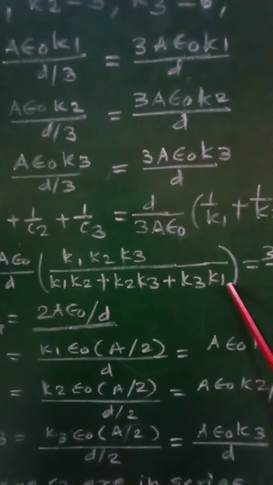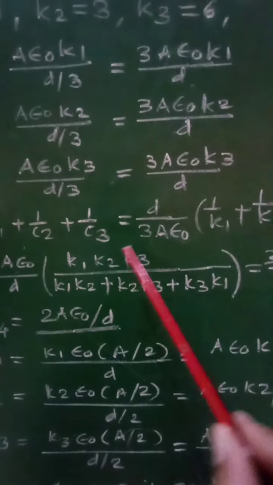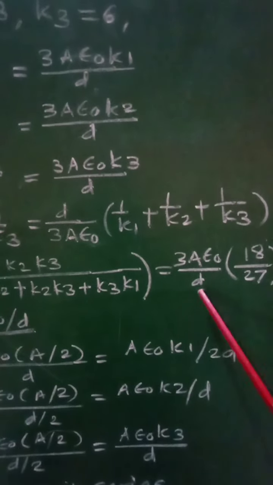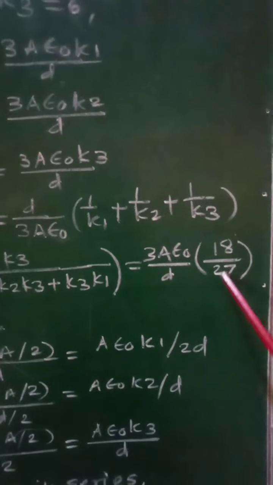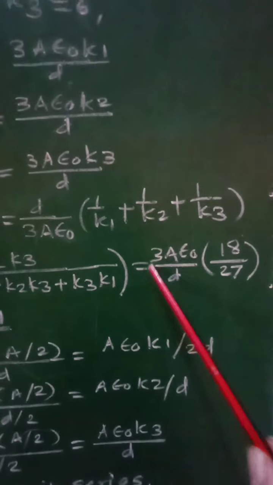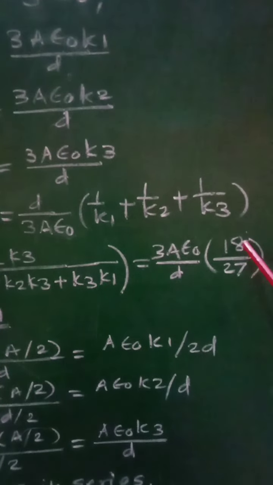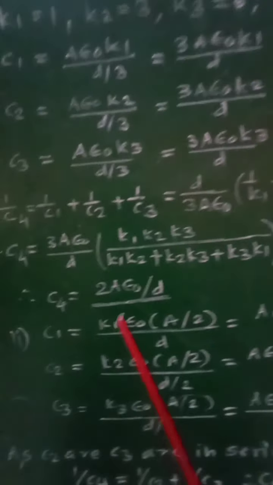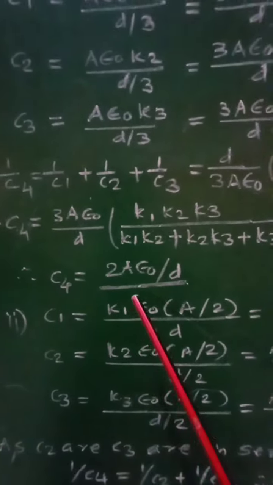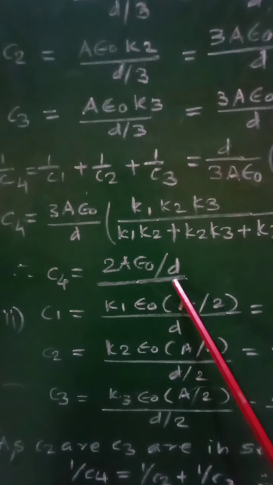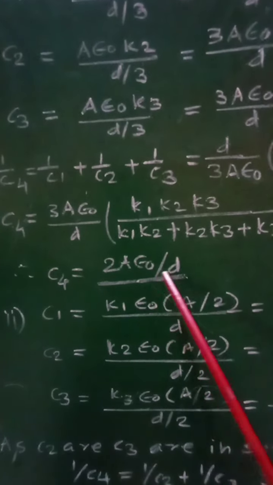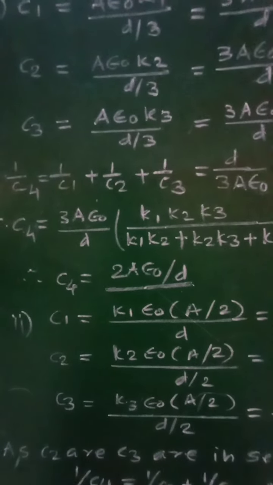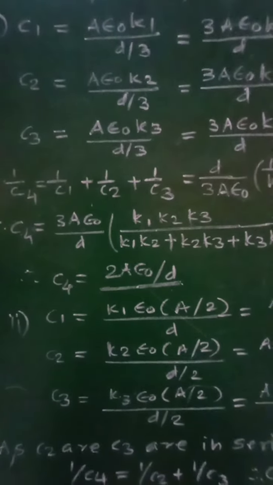K1 K2 plus K2 K3 plus K3 K1. Putting the values of K1, K2 and K3 in this relation, we will get 3A epsilon 0 upon D into 18 by 27, and simplifying this, we will get C4 equal to 2A epsilon 0 upon D, which is the required relation for the first condition.